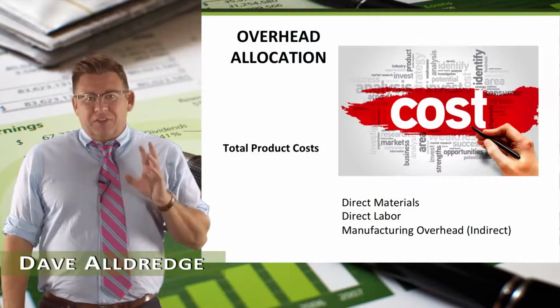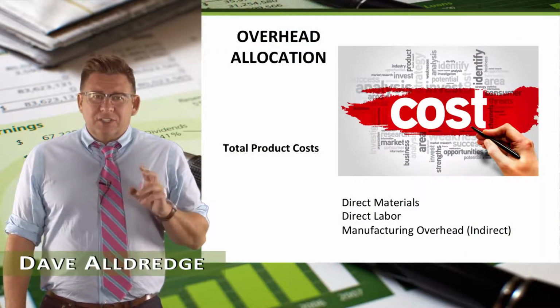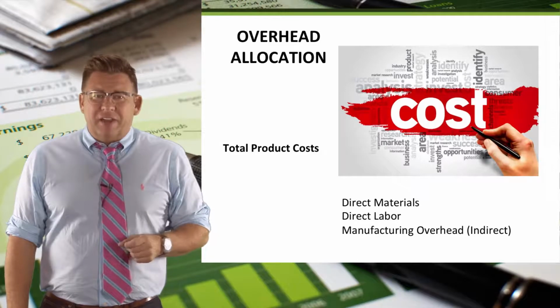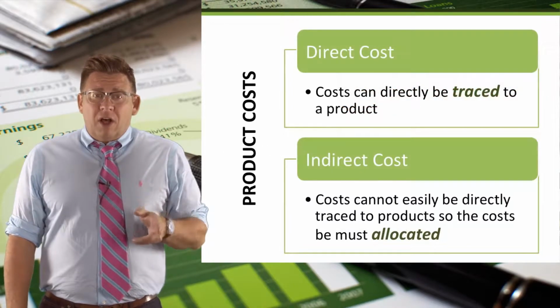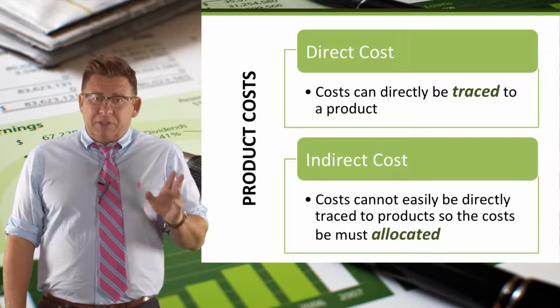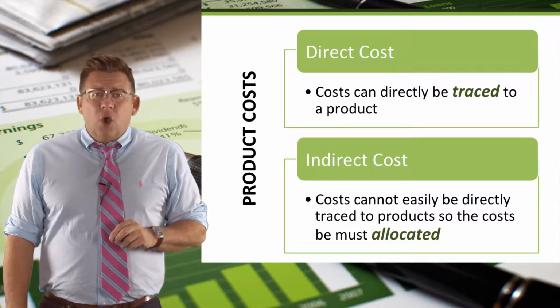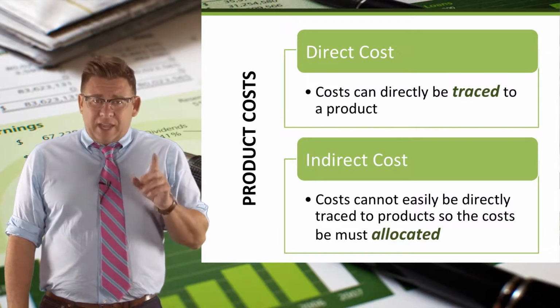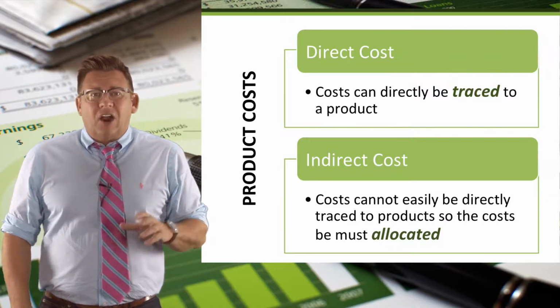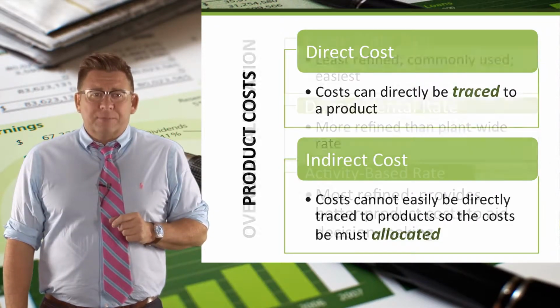Product costs are the total of direct materials, direct labor, and indirect manufacturing overhead. Recall that direct costs, like direct materials and direct labor, are traced to the finished product, whereas indirect costs, like manufacturing overhead, are allocated to finished products.